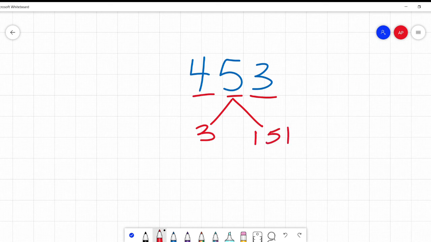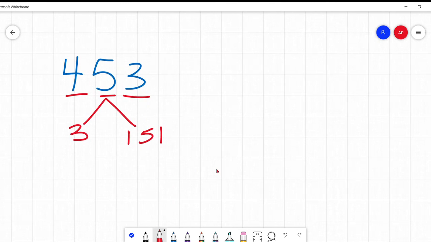Okay, and 151, let's see, is 151 prime? I have to check on that real quick. I just picked 453 out of mid-air, and I may have got one. Yes, it is. 151 is prime. Well, that was easy enough. Totally did not plan that.